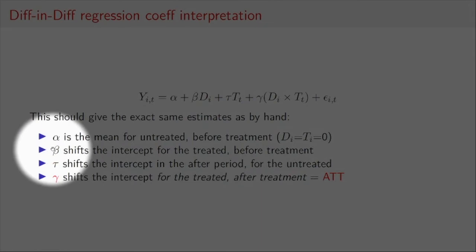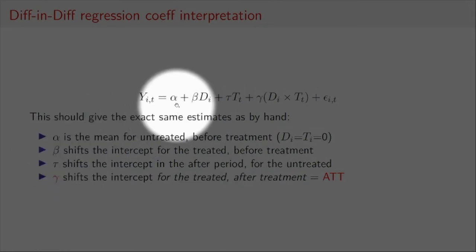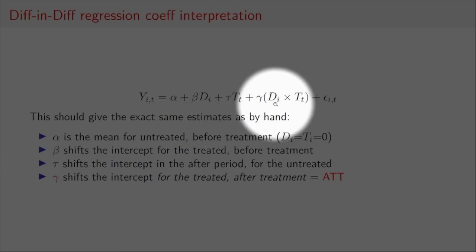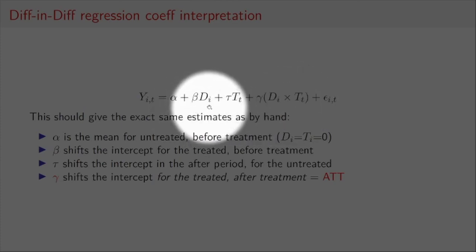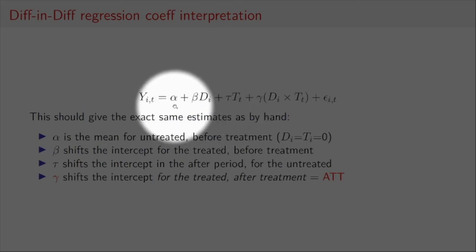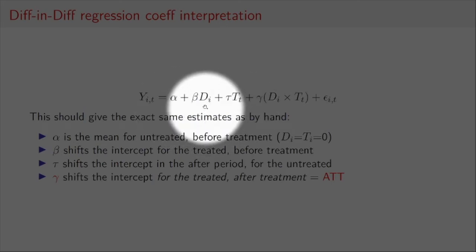Well, alpha here is the mean for the untreated before treatment. How do you see that? For the untreated before treatment, D is 0, T is 0. This interaction term is also 0. And so the non-treated in the first period just get alpha as their mean. Now, when D equals 1, beta kicks in.